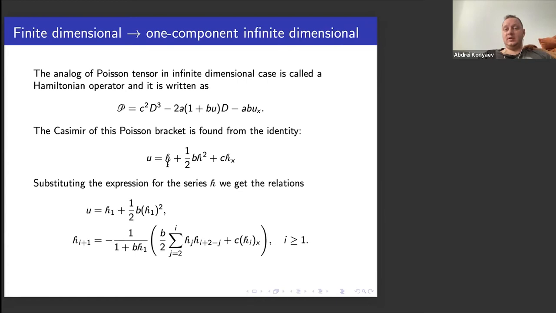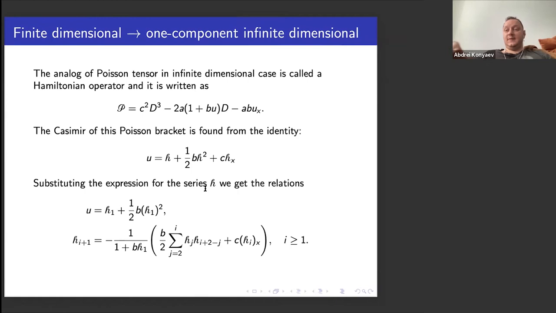So to calculate this series from this formula, from this identity, you just substitute the series and equate, the same thing you do in formal power series: you equate the terms of the same degree. And you will see that if you do that, the first equation is quadratic and all other equations are like this. It means that each term is expressed in terms of previous terms and derivatives of some previous terms in x. See? So you see that this is correctly defined.